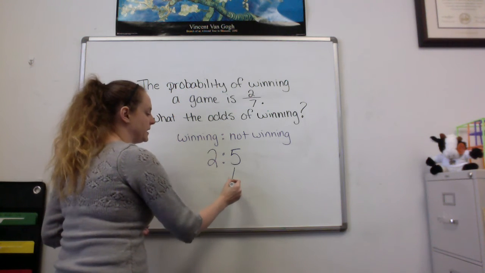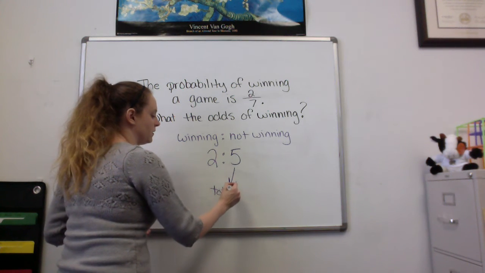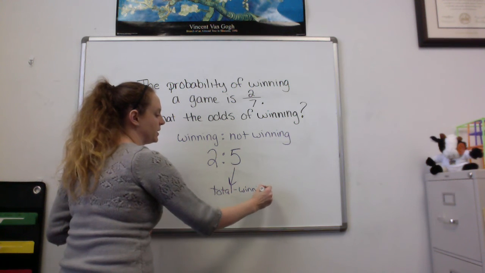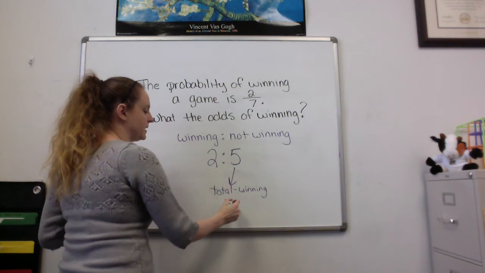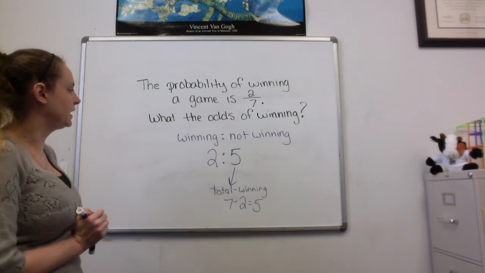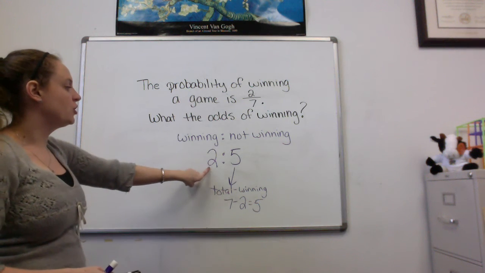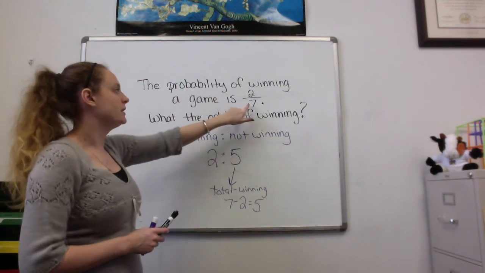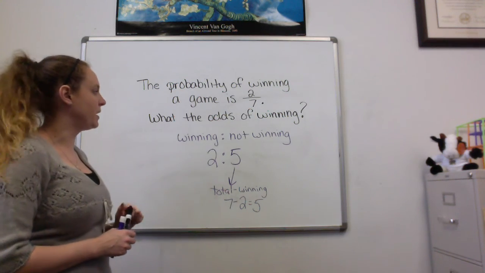I got that 5 by taking the total minus the number of times I was winning. The total was 7 because that's my sample space, minus 2 gave me the 5 that I put down here. Again, 2 plus 5, if I add these together, I should get the entire denominator or sample space of my probability.